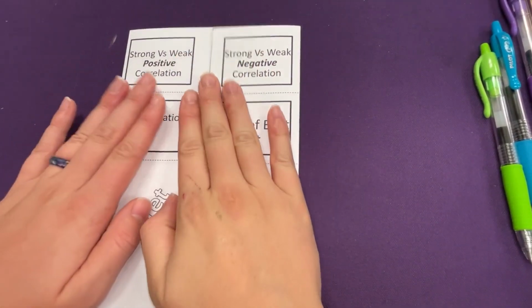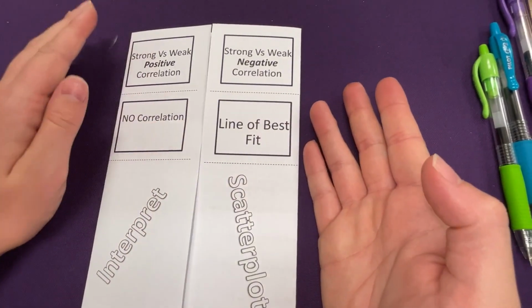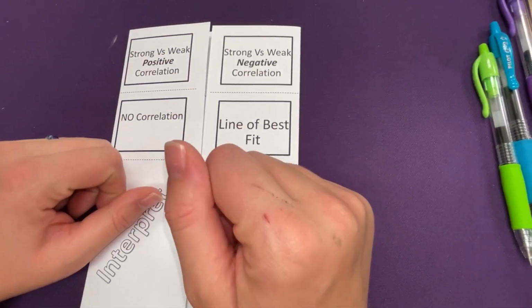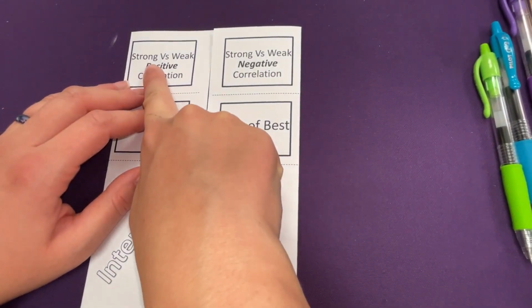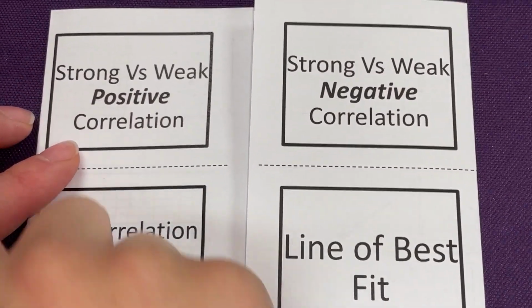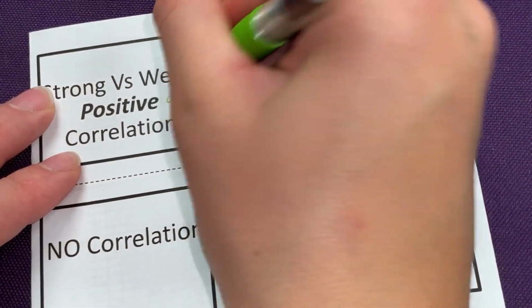Okay, so this video is about correlations for scatter plots. Scatter plots are just like a bunch of dots plotted on a graph, okay? So here we're gonna have strong versus weak positive correlation. So this means it goes up.